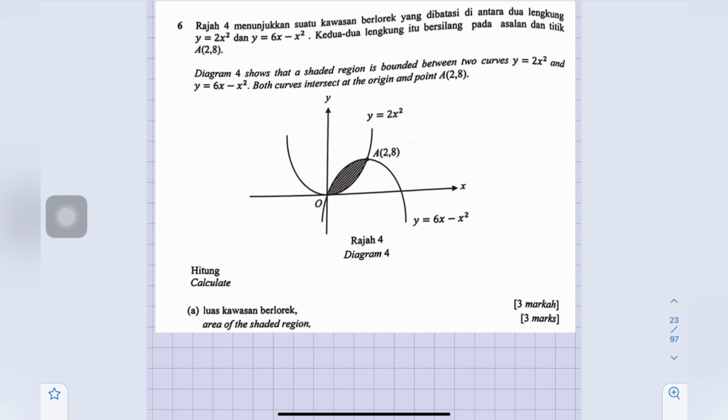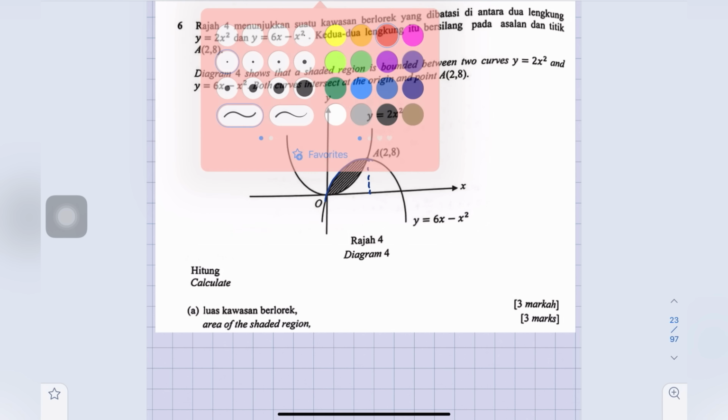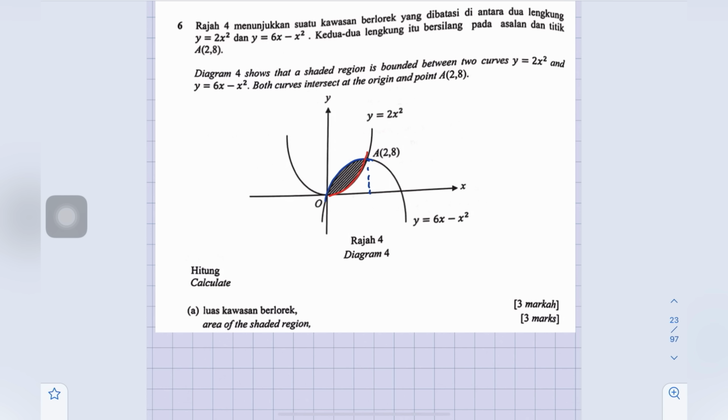Number 6, Diagram 4 shows a shaded region bounded between two curves, y equals 2x squared and y equals 6x minus x squared. Both curves intersect at the origin and point A (2, 8). Calculate the area of the shaded region. To find the area of the shaded region, first of all, this is the limit. The area of the shaded region is the area under this curve minus the area under this curve.